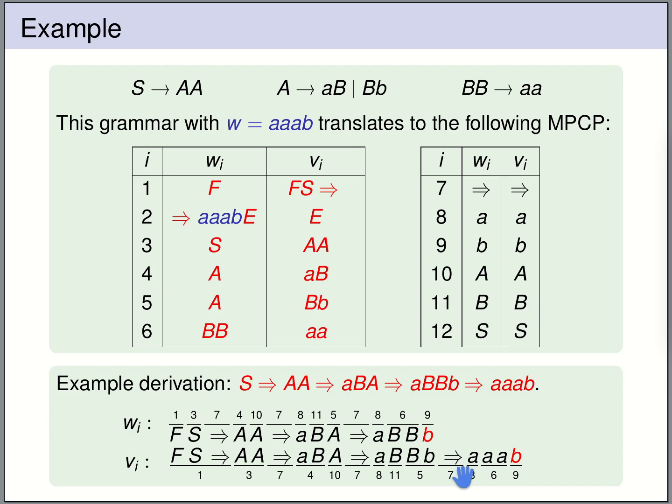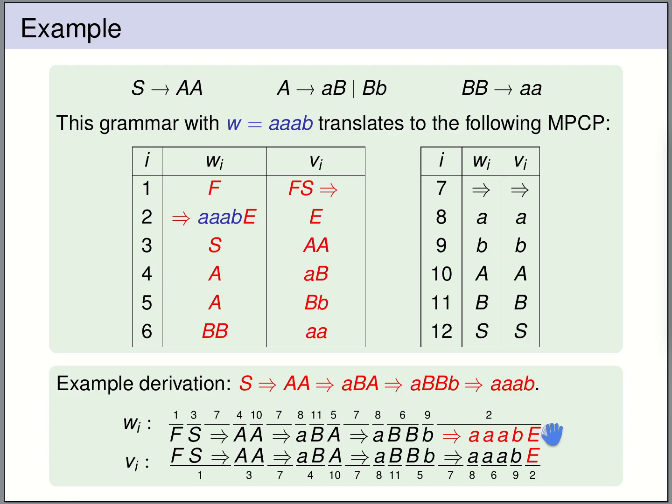And now we are done with the derivation of our grammar. We have AAAB. This is the word that we wanted to derive. So now we can use pair number 2 in order to finish. We put arrow AAAB E on top and an E on the bottom.